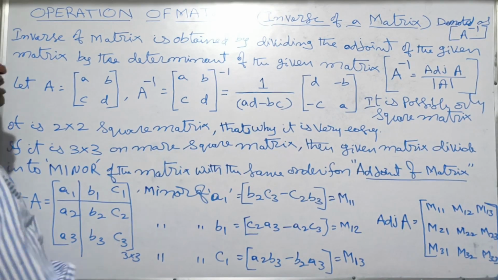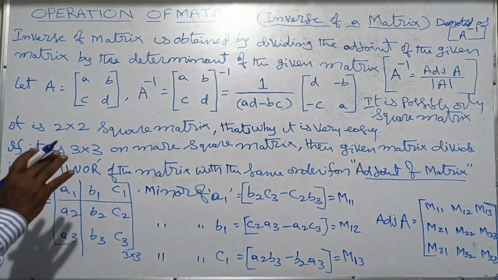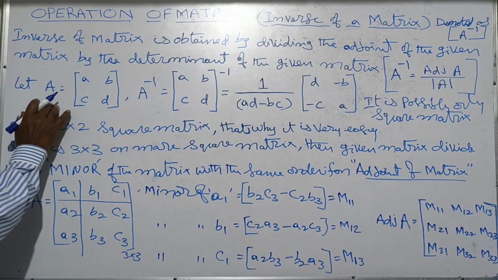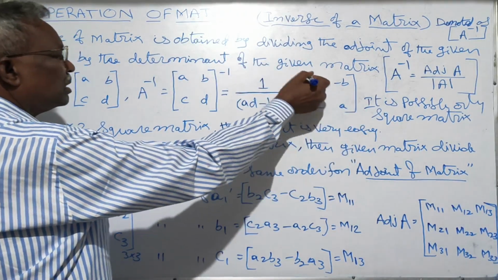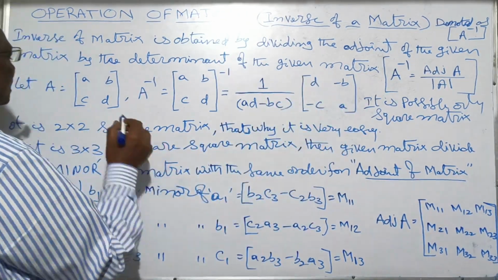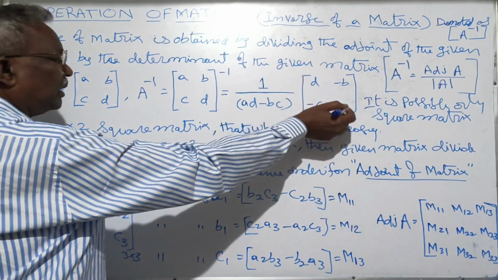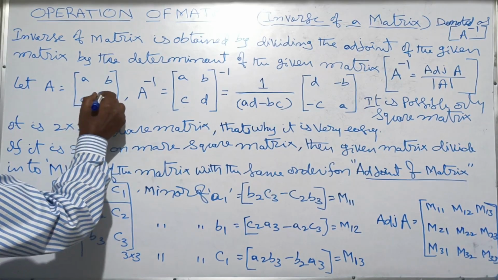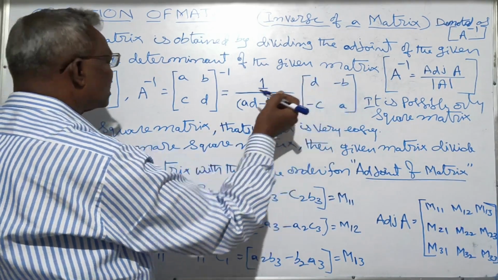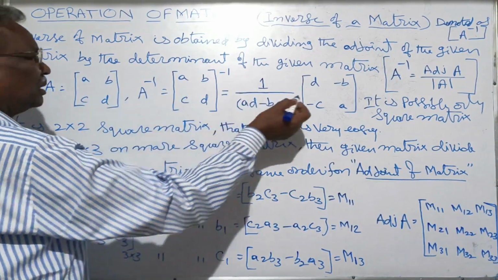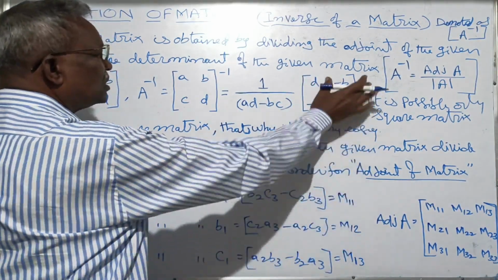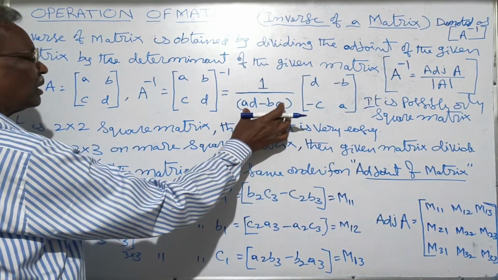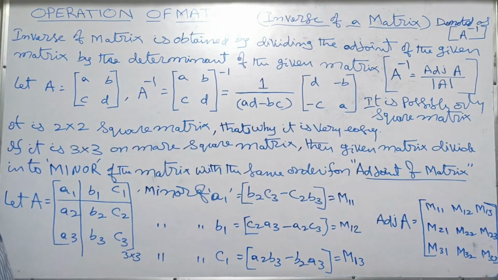What about adjoint of A? In the adjoint, the main diagonal of the given matrix is reversed. Here AD is reversed to DA. And for the other diagonal, the signs are changed in the adjoint matrix. Here plus B, plus C becomes minus B, minus C. So this is the adjoint matrix. The adjoint matrix divided by the determinant of the matrix gives us the inverse matrix.